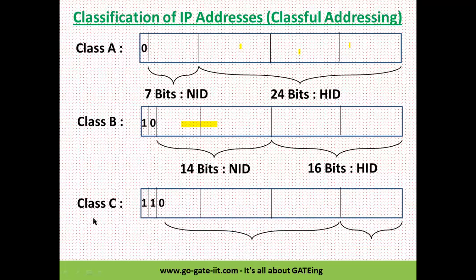Next classification is class C. Again, similarly, here the first 3 bits are fixed and 3 octets belong to network ID, and that's how 21 bits plus 3, 24 bits belong to NID, and the rest of the 8 bits belong to host ID.